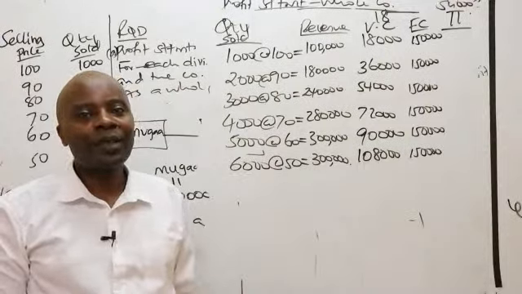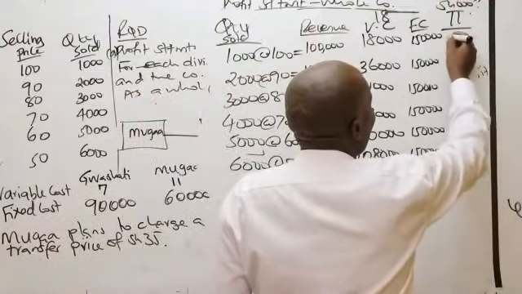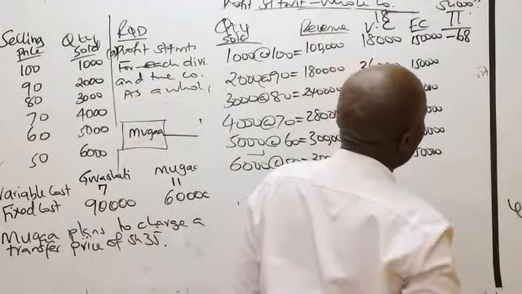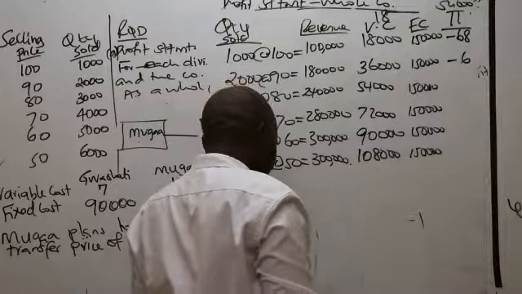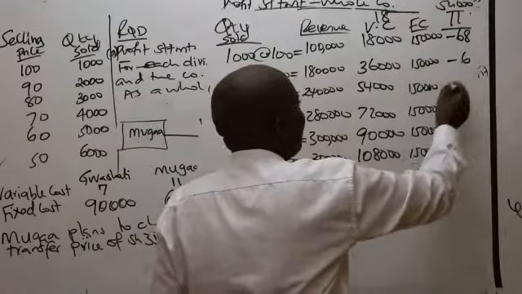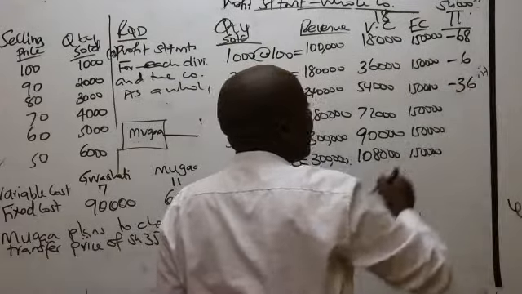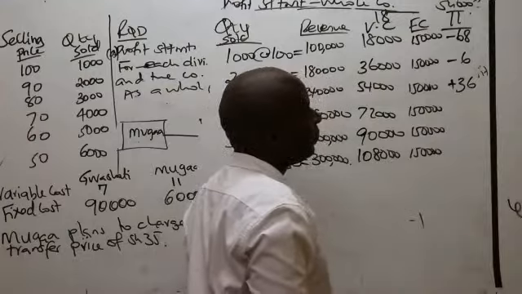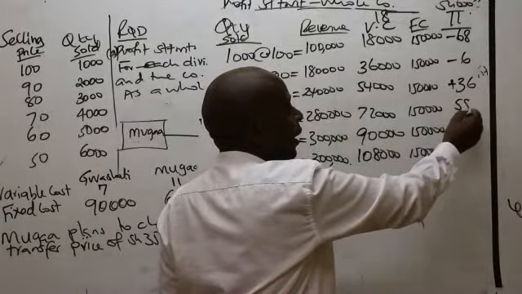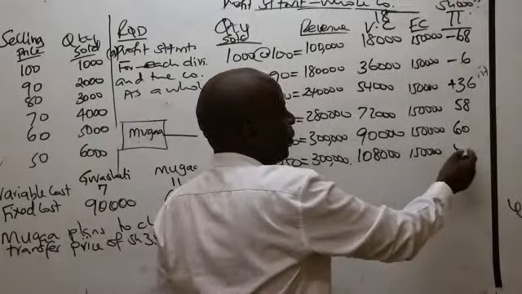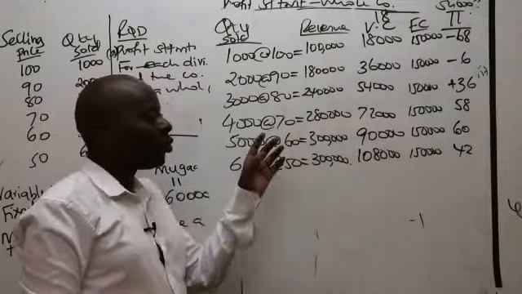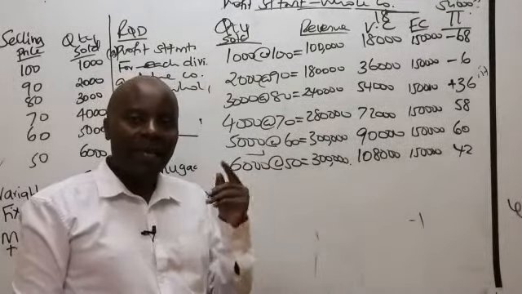I think this is the first one. The first one is negative 68. The second one? That's negative 6,000. My figures are in thousands, no problem. The third one is negative 36. Then positive 36. Then there's 58 and 60. Then the last one is 42. So please never forget that once you have this, you must go ahead and tell us the optimal quantity.